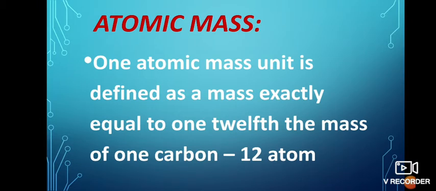Now, our next topic is atomic mass. What do you mean by an atomic mass? One atomic mass unit is defined as a mass exactly equal to 1/12 the mass of one carbon-12 atom. Here the carbon-12 atom is the isotope of carbon.